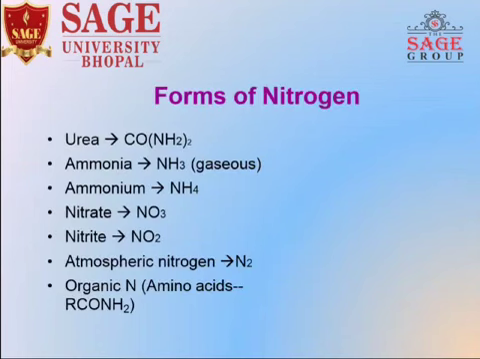First of all, we discuss the forms of nitrogen: urea, ammonia, ammonium, nitrate, nitrite, atmospheric nitrogen, and organic nitrogen. We also call organic nitrogen amino acids.